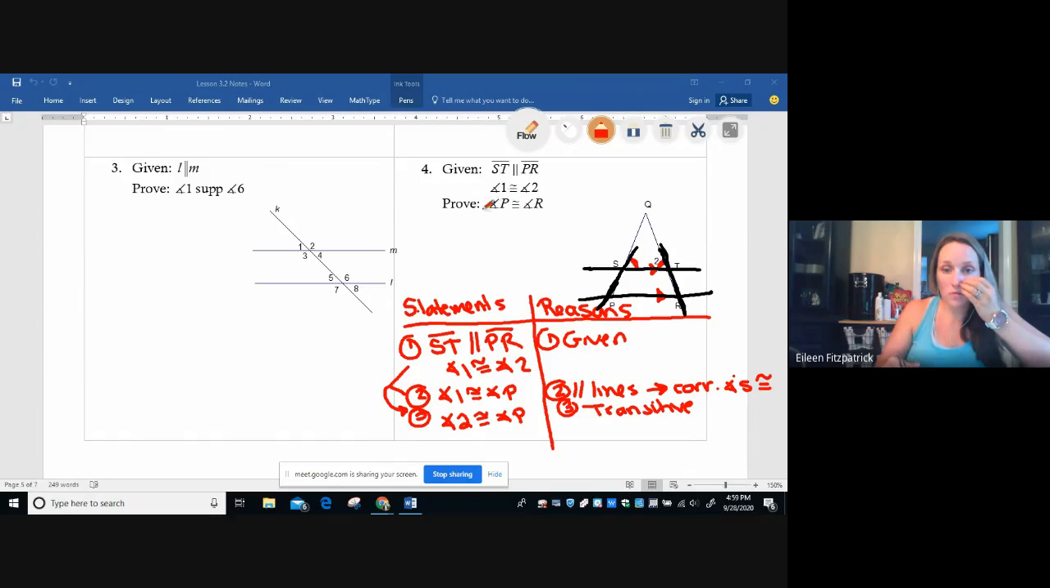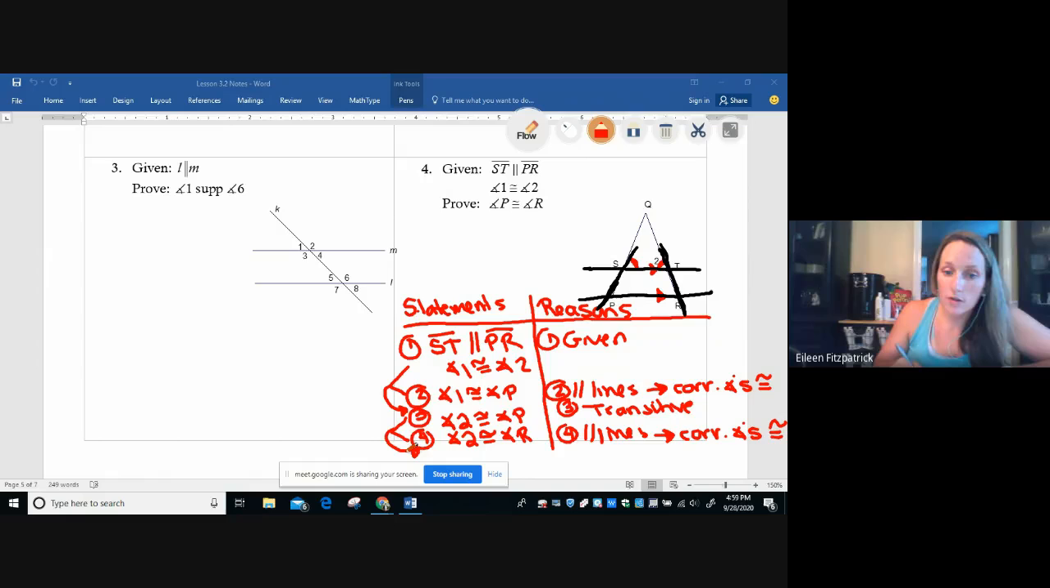All right, so look at what you're trying to prove. You're trying to say that P is congruent to R. You have P is congruent to 2. So let's look back at the diagram and think, what do we know about angle 2 in relation to angle R? Angle 2 and angle R are also corresponding angles. So you can say that angle 2 is congruent to angle R because parallel lines implies corresponding angles congruent.